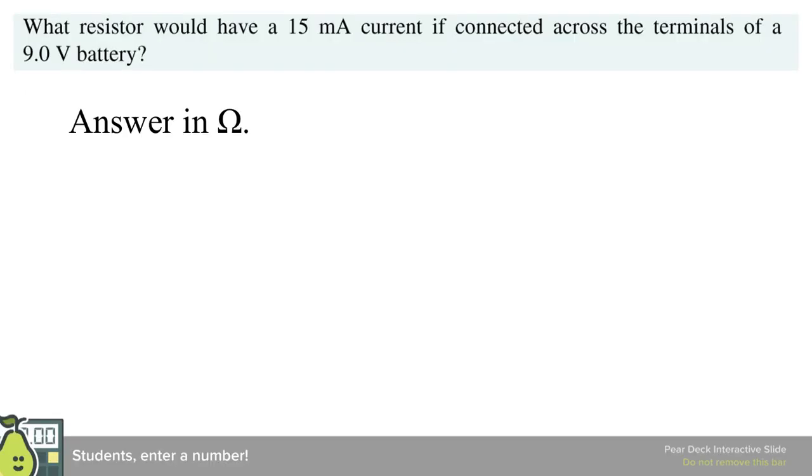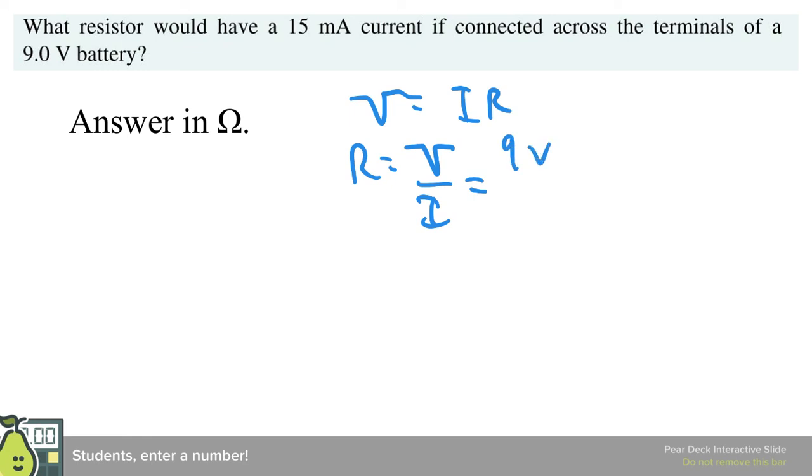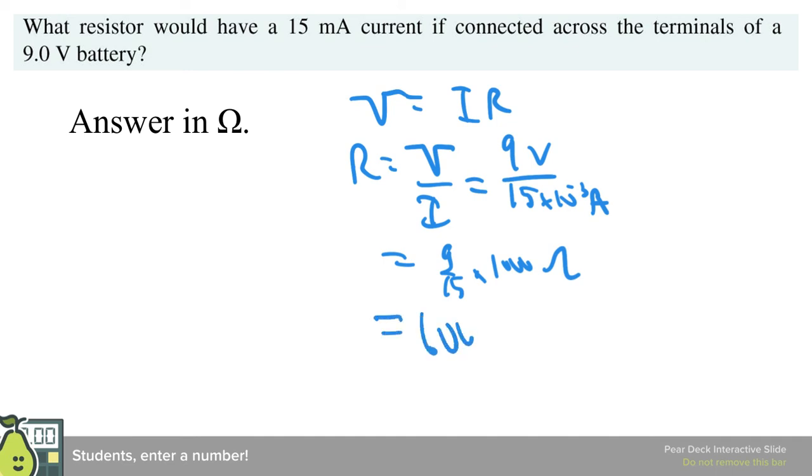What resistor would have a 15 milliamp current if connected across the terminals of a 9 volt battery? Well, V equals IR. So R equals V over I equals 9 volts over 15 times 10 to the minus 3 amps. So 9/15 of 1,000 ohms. This is 600 ohms.